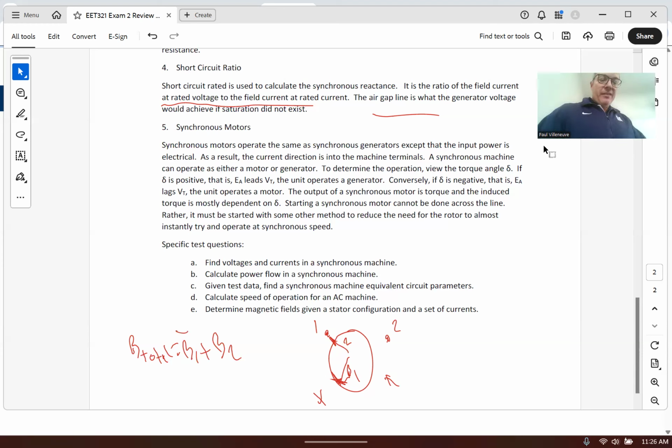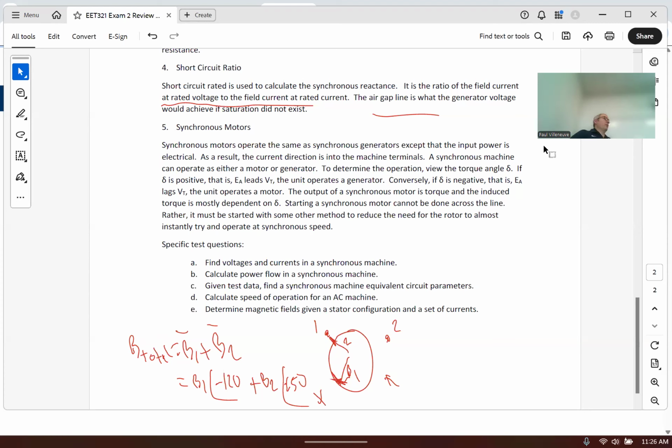These are vectors, so you can say B1 at an angle of, what angle is that? Let's say minus 120, plus B2, which is at an angle of, I guess we'll say 30 degrees above, so 150, not minus 150. So you can add those vectorially.